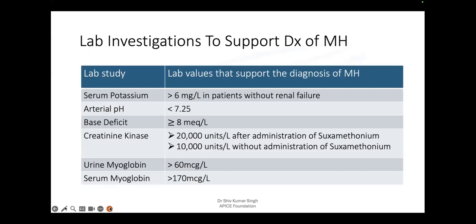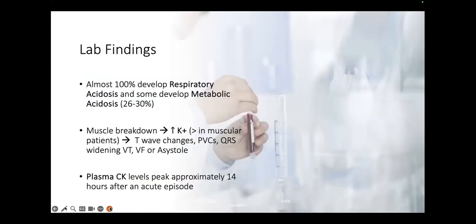So what investigations do we do to support the diagnosis of malignant hyperpyrexia? Serum potassium, you would send blood samples. Your ABG will actually tell you this. You don't even have to send it to the labs. Blood gas will show raised potassium. You'll see low pH. You'll see base deficits. And if you send CK and myoglobin, urine and serum myoglobin, they will also come back raised. I've already talked about them.